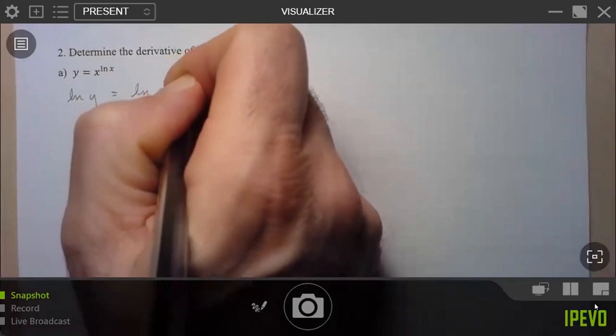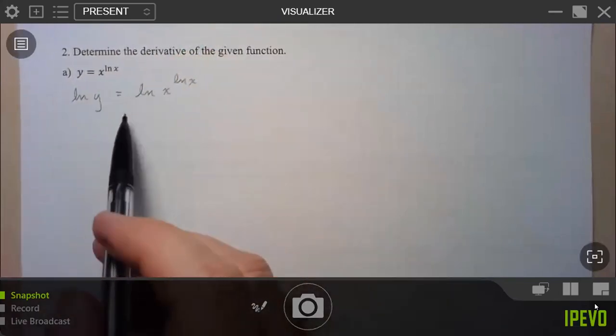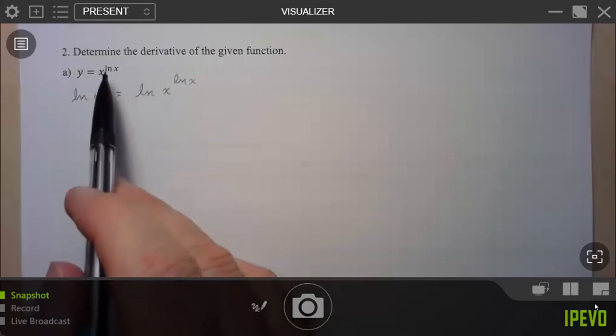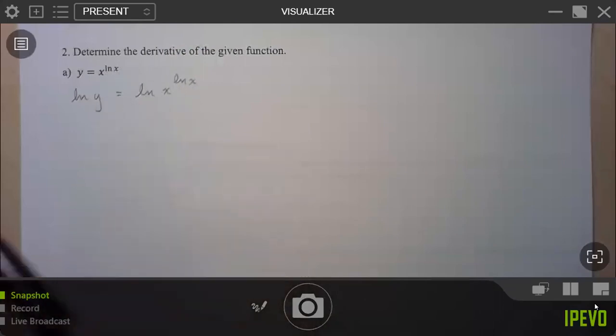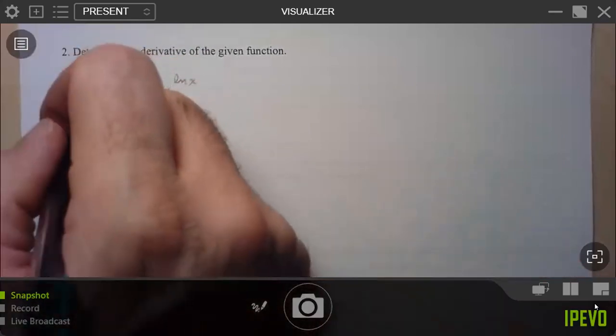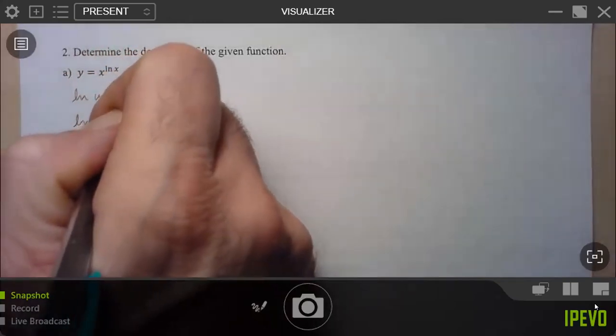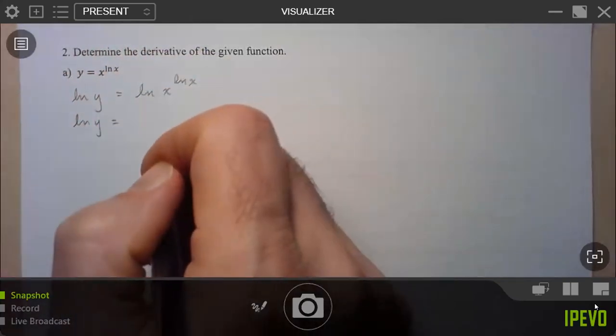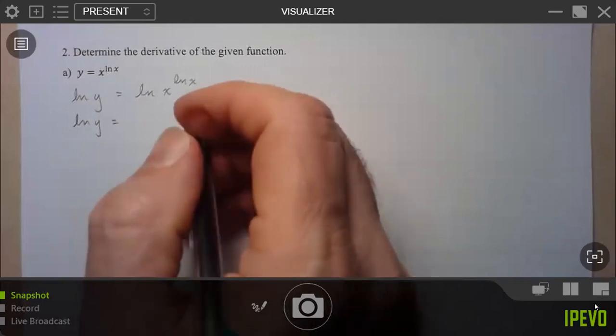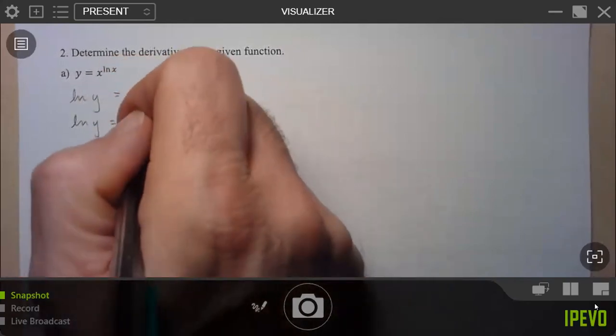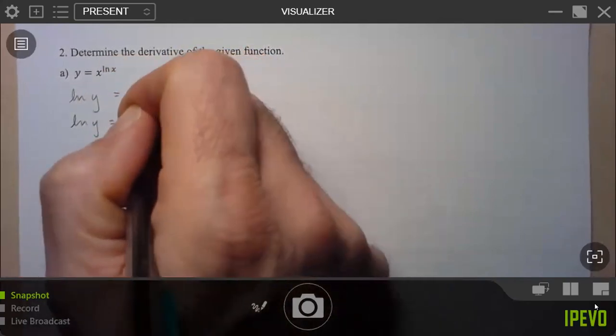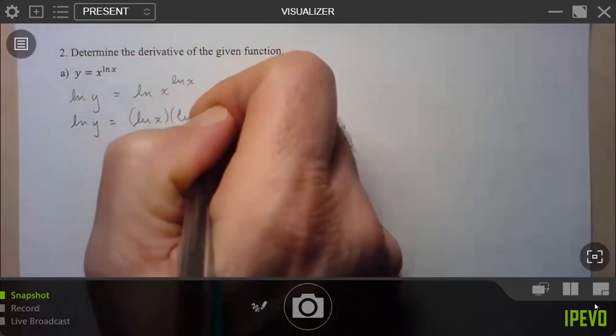And as you get more proficient at this, I would probably skip this. I would probably go directly to where I've used, which now becomes the second step. What is the second step here? The ski slope rule. There you go, you're going to bring this down, ski slope rule. So ln x times ln x.